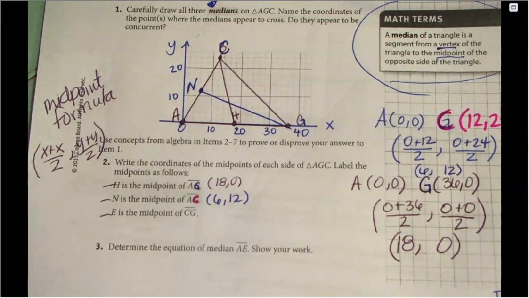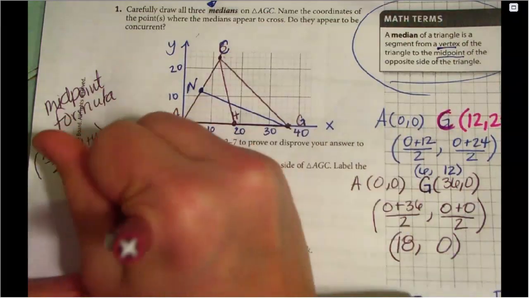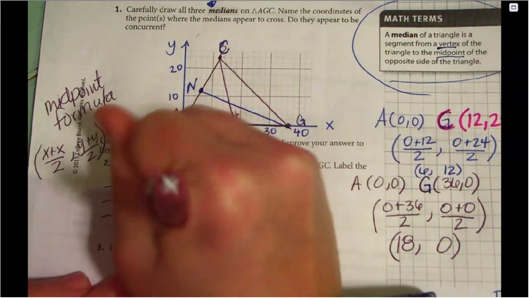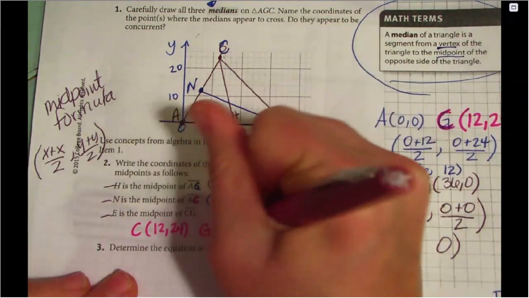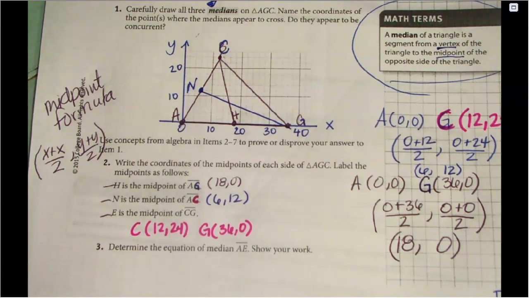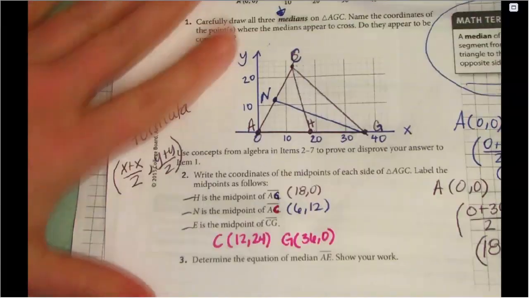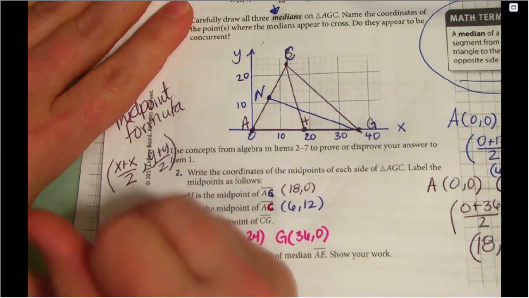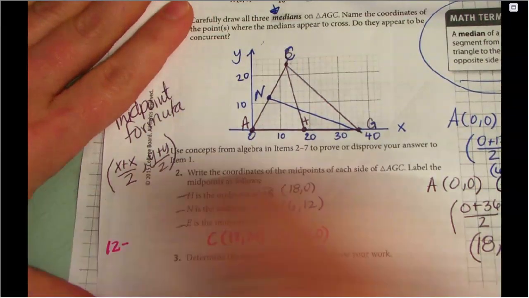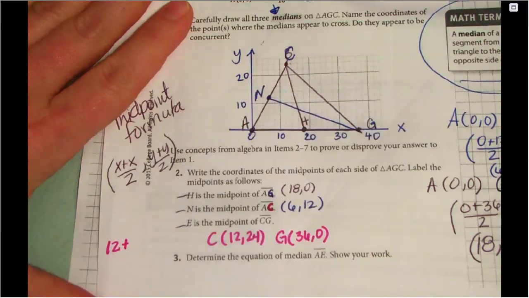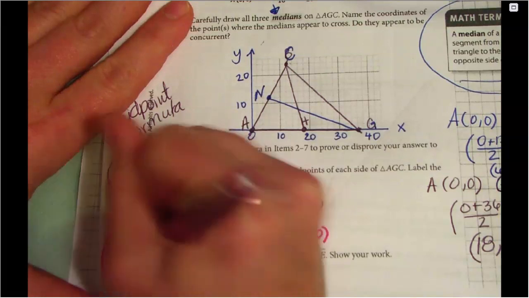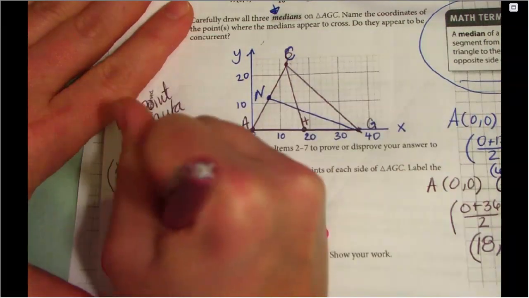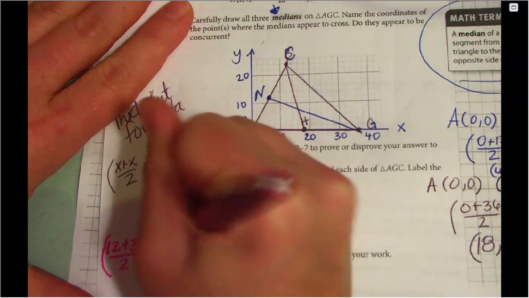Okay, last one is CG. C is located at 12, 24 and G is located at 36, 0. Okay, so I'm going to do the midpoint of that. I'm going to do that one over here since I'm out of space. So I'm going to do 12 plus 36 divided by 2, comma, 24 plus 0 divided by 2.